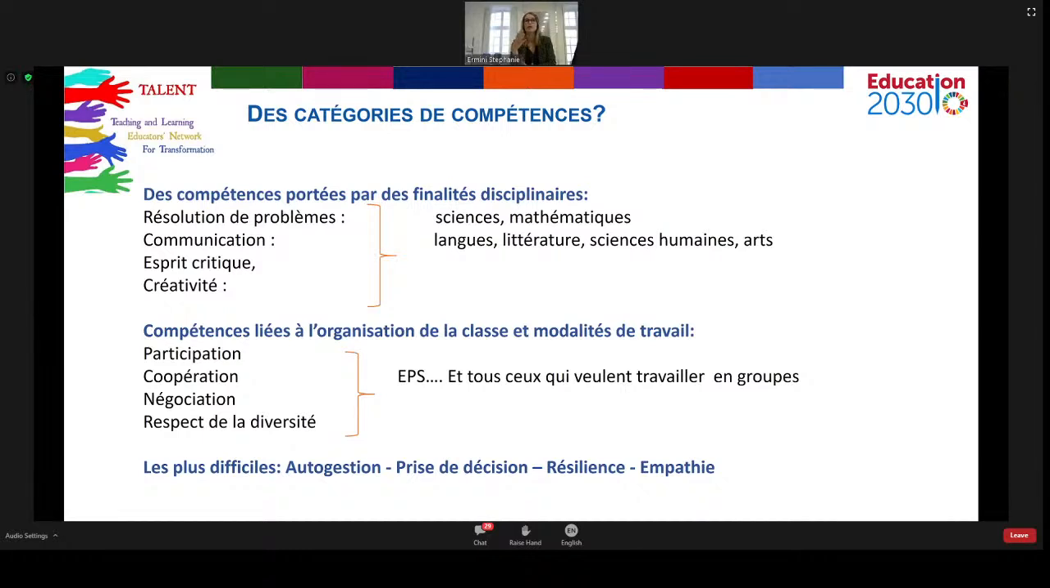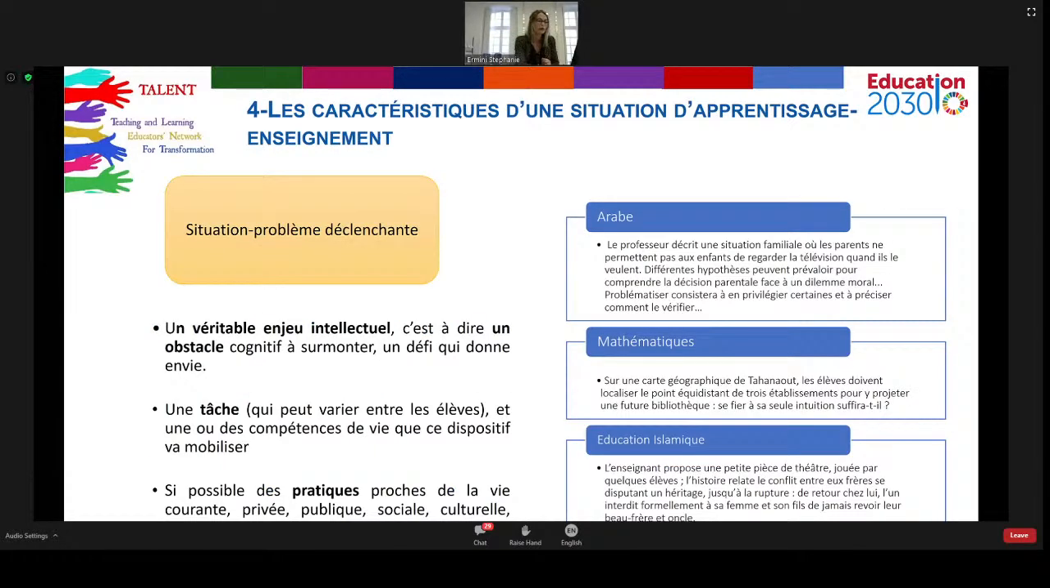And then the third group of skills is really things like decision-making, resilience, empathy. And these are very, very hard to work on. So it's really important to have new learning situations that can integrate these skills and not just put them on the side.